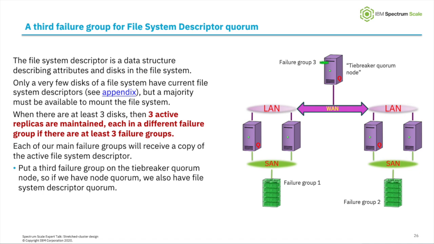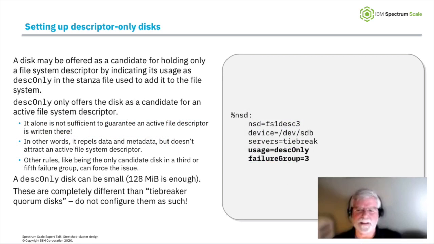So to prevent data and metadata from landing on this third failure group, we give that NSD a usage type of descOnly. Because this is the only disk in the third failure group, it has to receive an active file system descriptor. Now, let's pause for a moment. Sometimes people want to configure disks in failure groups 1 and 2 as descOnly. I remember trying to do this in the past. But nothing actually requires those disks to receive an active copy of the file system descriptor.